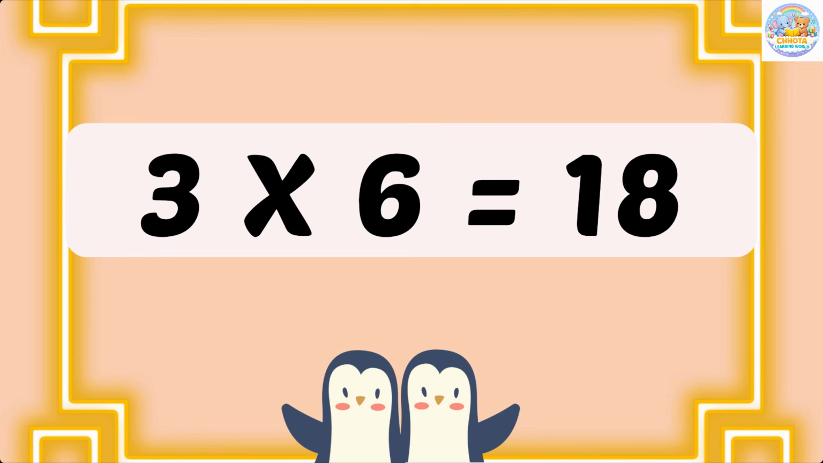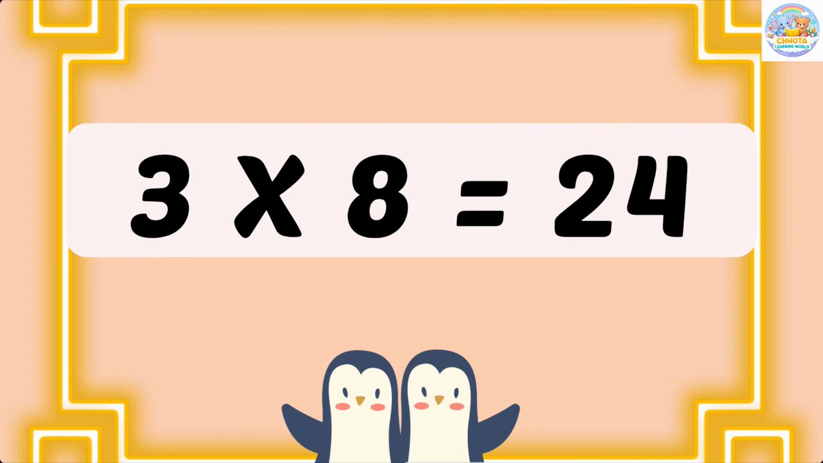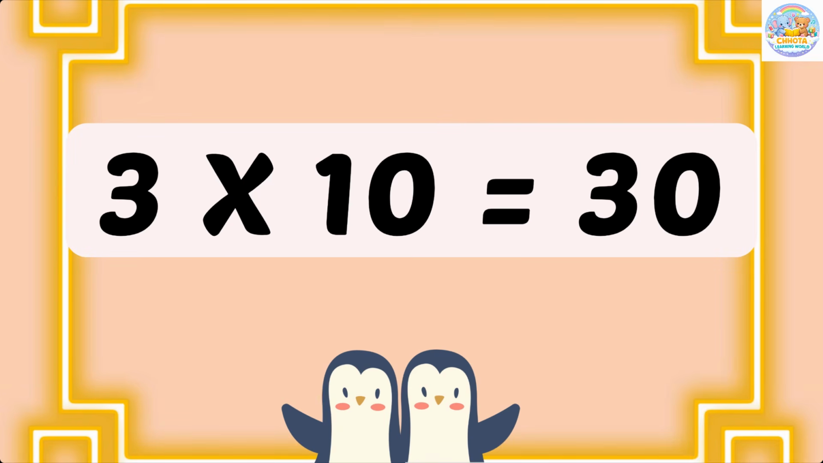18. 3 sixes are 18, 3 sevens are 21, 3 eights are 24, 3 nines are 27, 3 tens are 30.